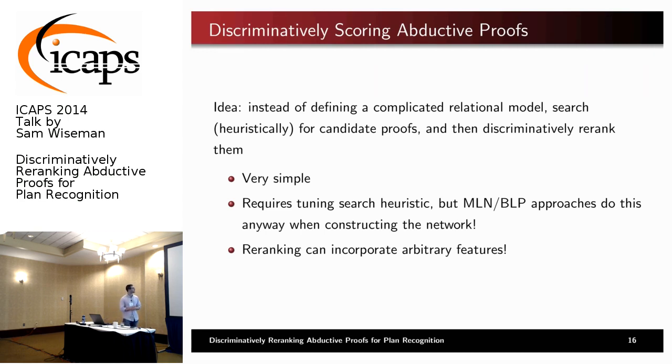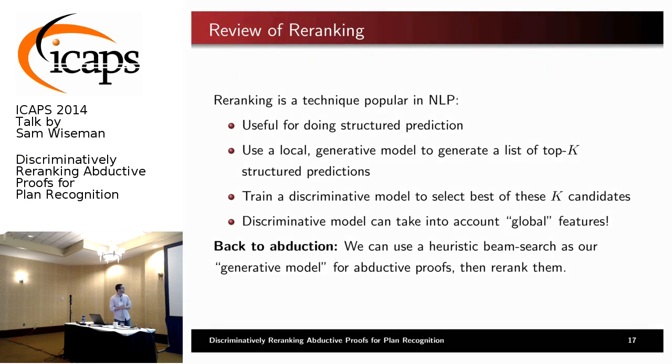Reranking is a popular machine learning technique in NLP. It's often used for structure prediction, where you need to predict a bunch of things all at the same time that have some internal structure. Typically in NLP, you would use a generative model to generate a bunch of candidates, and then you would train a discriminative model to pick the best one. In our case, we're just going to use a heuristic beam search to generate our candidate proofs for a set of observations, and then we're going to use our reranker to pick the best one.